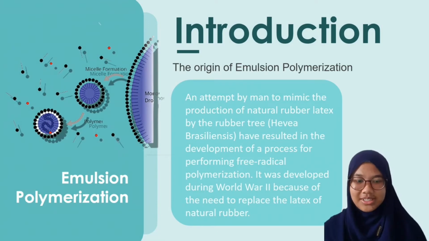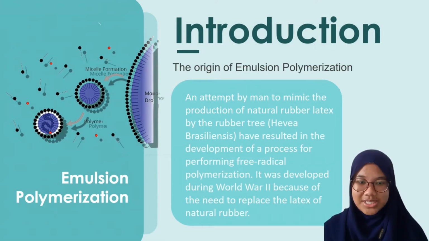The introduction. The origin of emulsion polymerization starts with an attempt by man to mimic the production of natural rubber latex by the rubber tree Hevea brasiliensis, which resulted in the development of a process for performing free radical polymerization. It was developed during World War II because of the need to replace the latex of natural rubber.